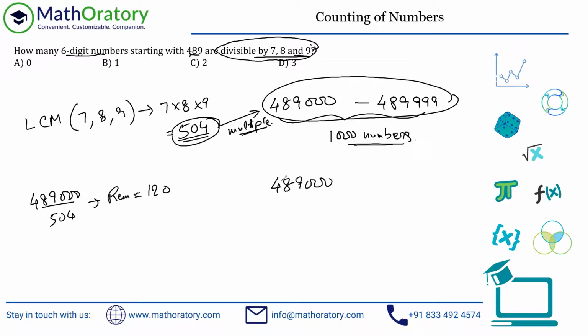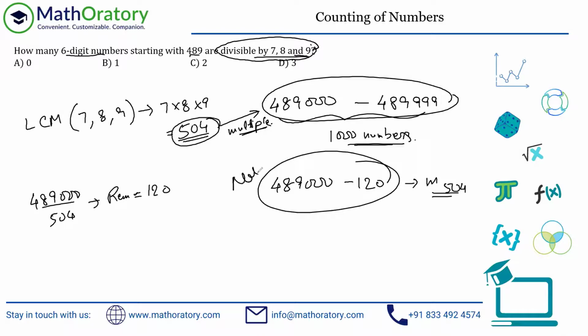489,000 leaving a remainder of 120 when divided by 504, what it implies is, if I subtract a 120 from this, it becomes a multiple of 504, right? So this thing is the basic idea of remainders any which way, right? If I subtract the remainder, it becomes a multiple of the divisor. Anyhow, but please understand that this number is not in the range. It is not in this range. We are subtracting 120 from it. But if I add a 504 to this number, it will obviously remain a multiple of 504, but it will also fall in this range, right? So you can check this out yourself.